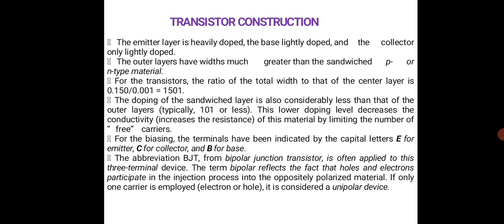For the biasing, the terminals are indicated by capital letters. As I told you already, it is emitter E, collector C, and base B. The abbreviation BJT, bipolar junction transistor, is often applied to this three-terminal device. The term bipolar reflects the fact that holes and electrons participate in the injection process into the oppositely polarized material. If only one carrier is employed, either hole or electron, it is considered a unipolar device.